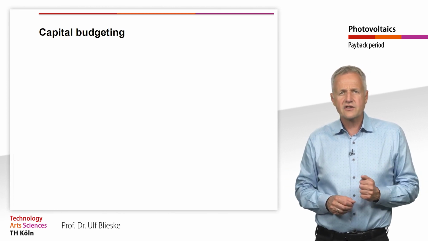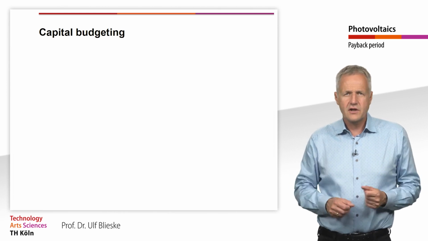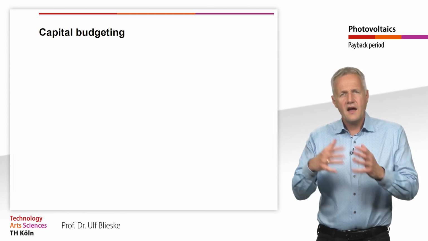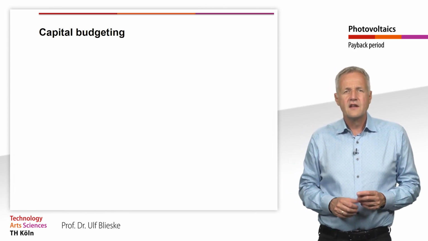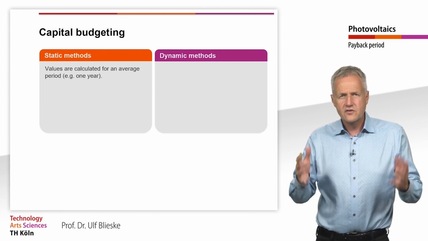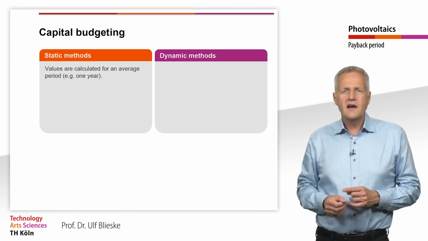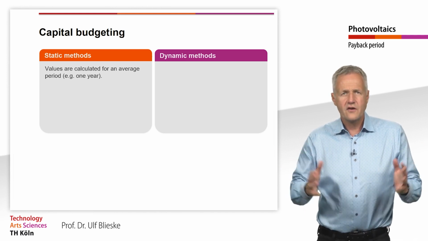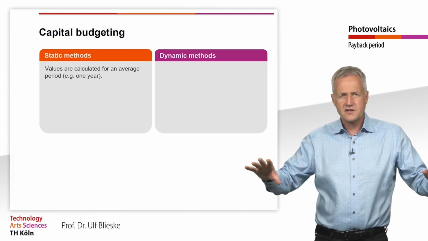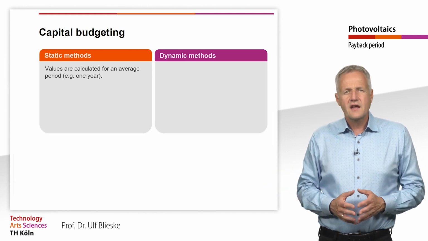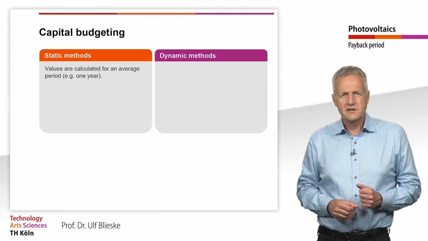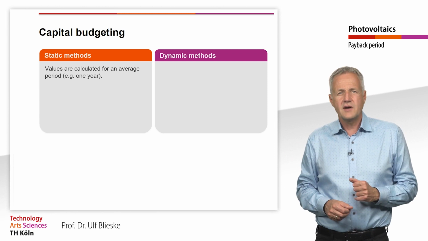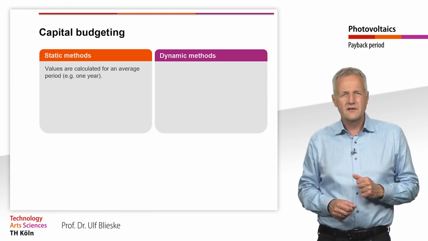To answer this question, we can use different calculation models. In general, we can distinguish between the static and dynamic calculation methods. In the static method, it is assumed for simplification that the annual yields as well as the annual income and costs of a PV system are constant over its entire lifetime. Thus, average values are used for the calculation. This makes the static methods comparatively simple, but they deliver somewhat less accurate results.